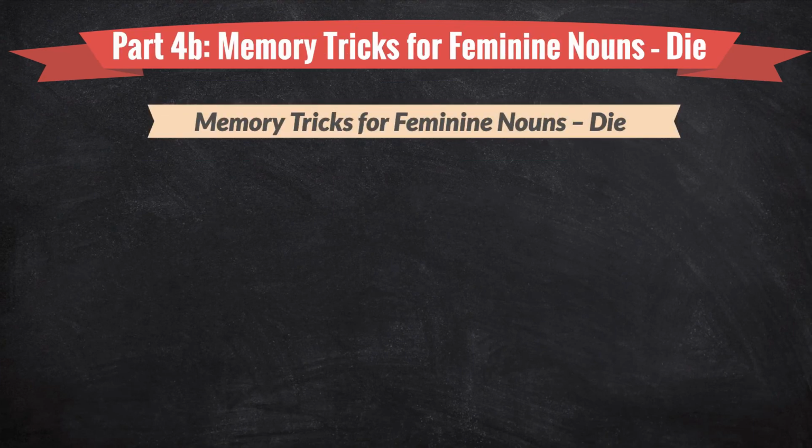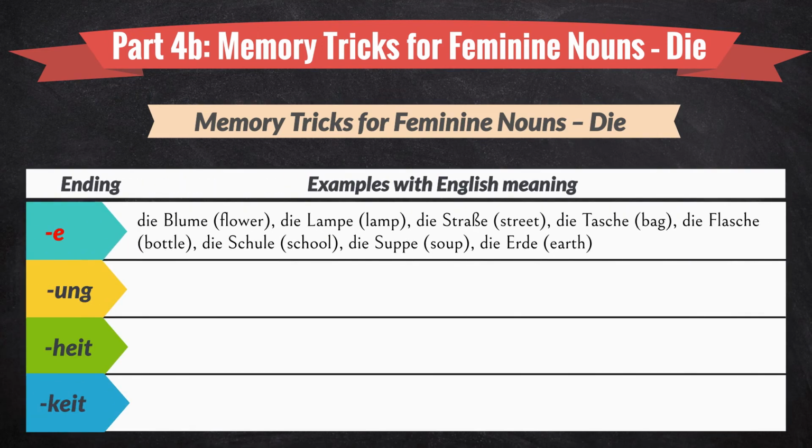Memory tricks for feminine nouns. Die. Many feminine nouns in German end with the letter e. For example, die Blume means flower. Die Lampe means lamp, and die Straße means street. Other common nouns with this ending are die Tasche, meaning bag, die Flasche, meaning bottle, and die Schule, meaning school.